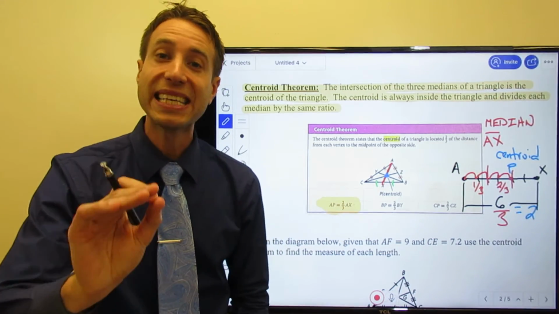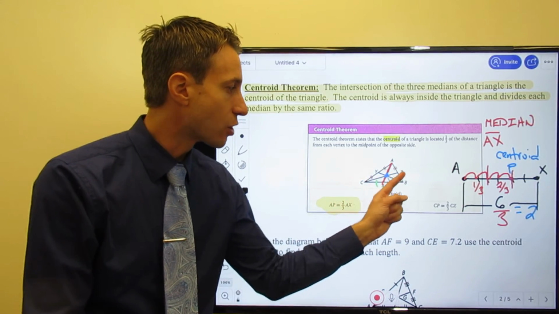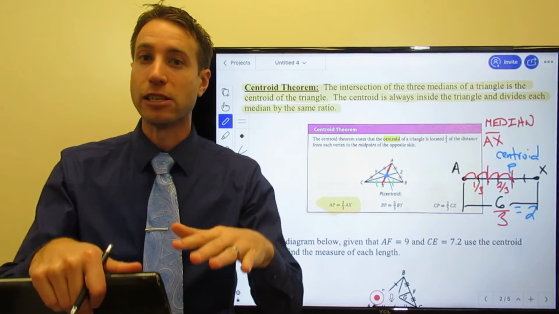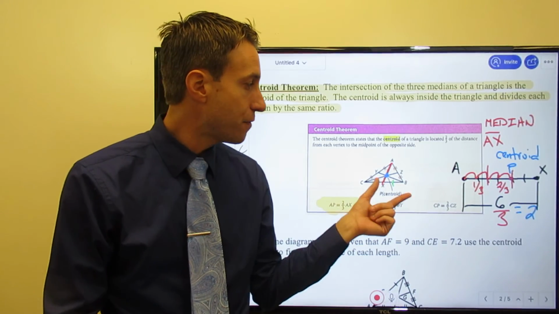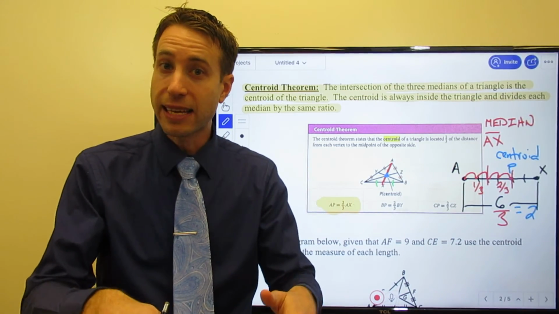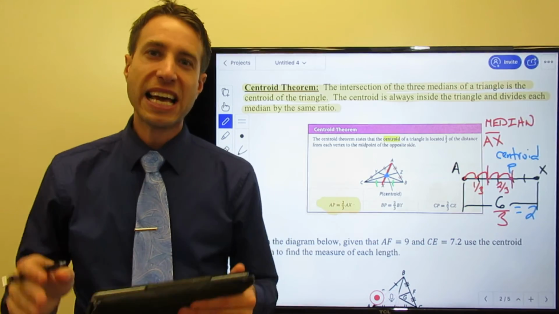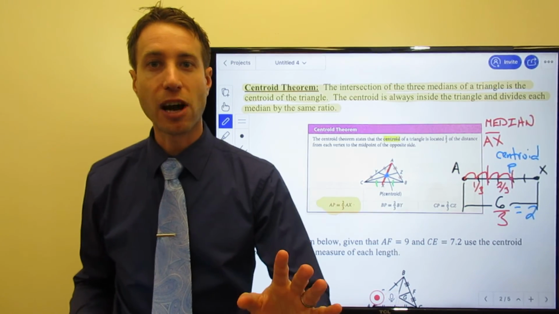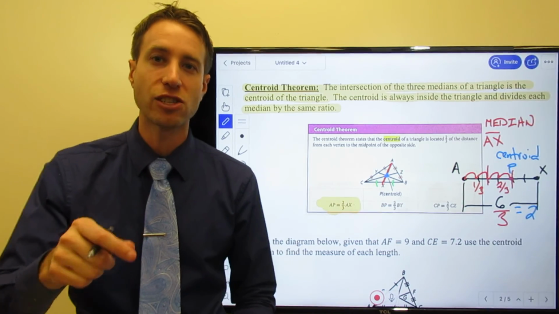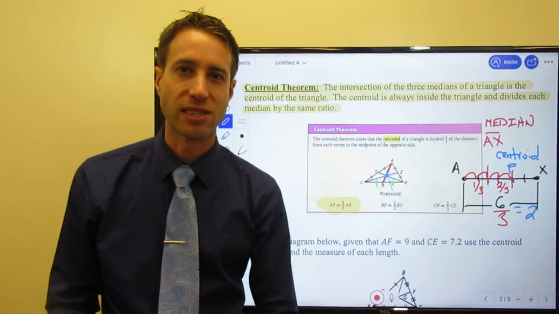So the way that this theorem works is simply this. All of the medians are divided by the exact same ratio, and that ratio is 2/3. If you know the entire length, find 2/3 of that length, and you'll know where the centroid is. Let me show you in a couple of example problems, which I've got for you on the next page of the notes. So head on over to the next page, and I'll meet you there. We'll take a look at a couple of problems and how this theorem works.